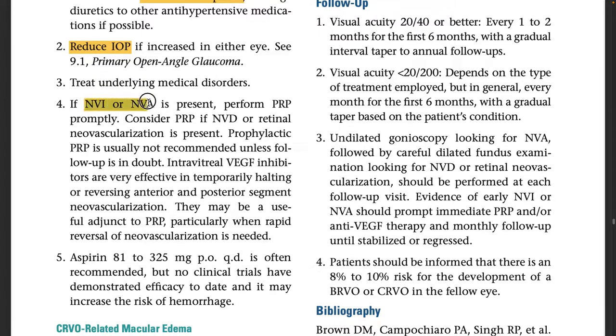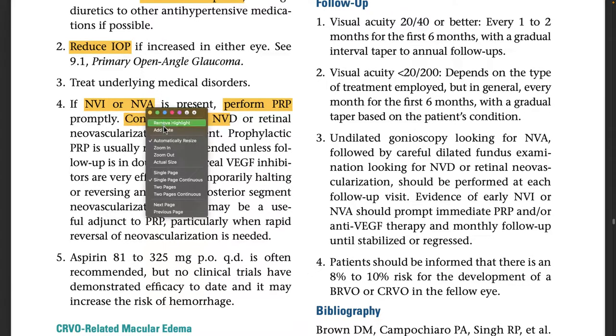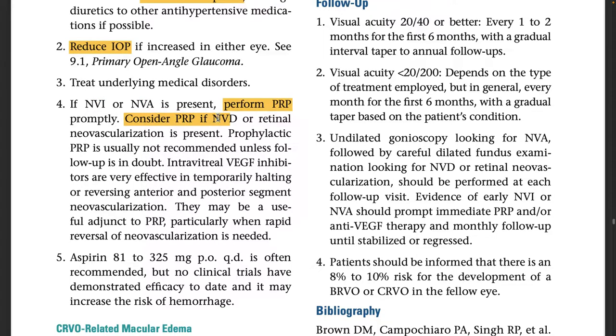If NVI or NVA is present, perform PRP. If NVD, NVI, NVA, or NVE is there, perform PRP. Simple. Prophylactic PRP is not recommended unless follow-up is in doubt.